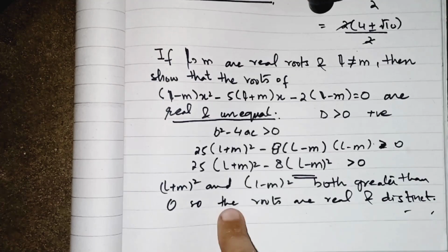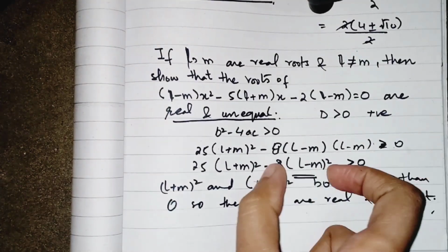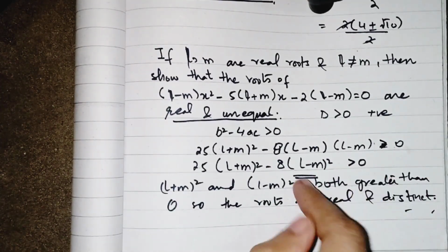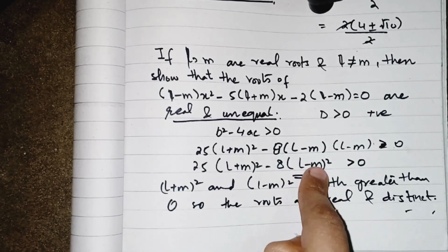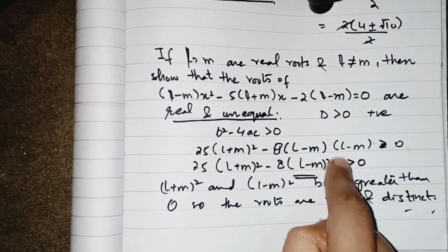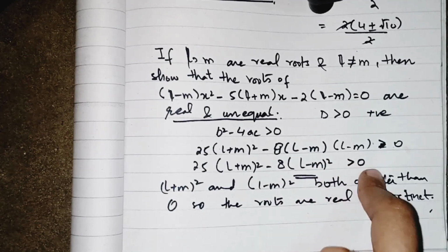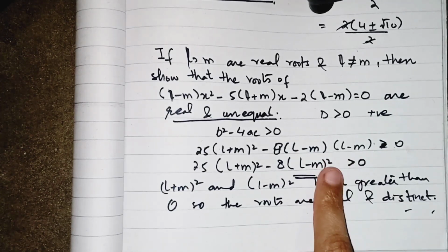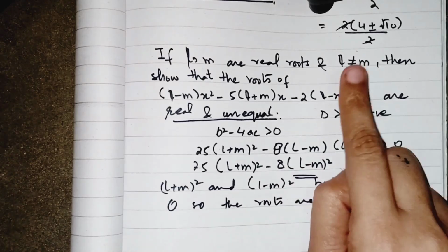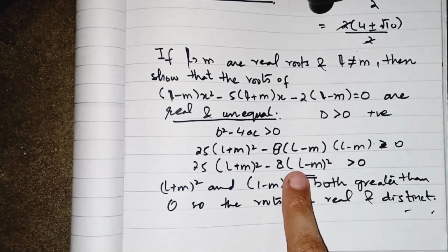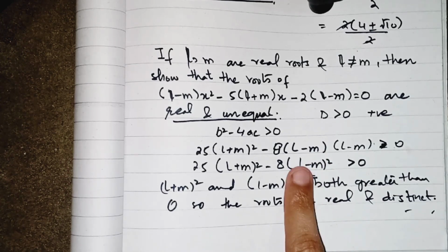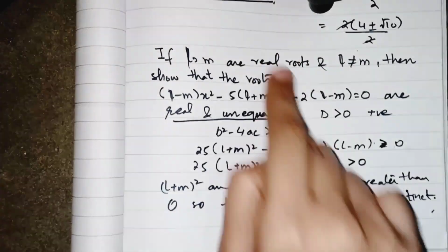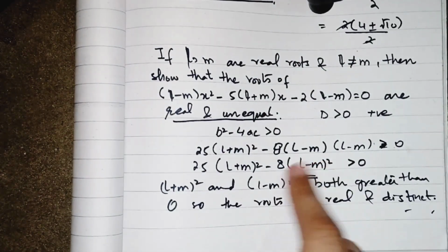See, by using simple knowledge from our previous classes and the previous question, the square of the difference between two numbers, L minus m, is always greater than 0. In the question they say L and m are not equal, so we know both are different numbers. If one is 0, the other is not 0, and they also tell us they are real roots, which means they are more than 0.